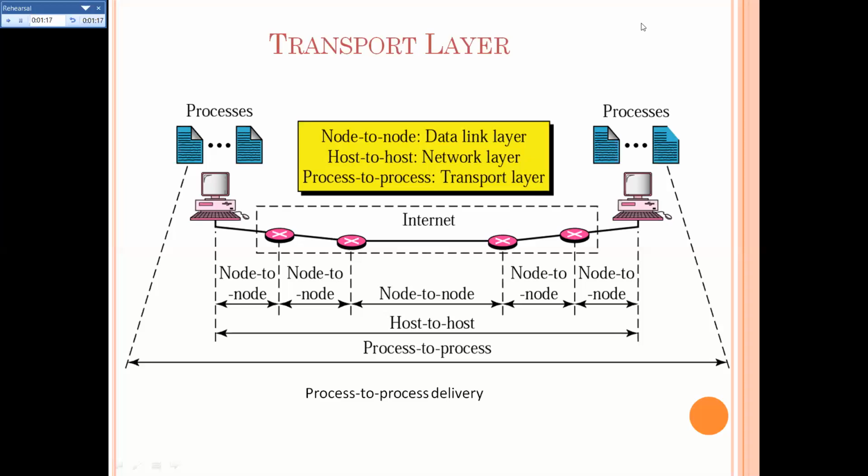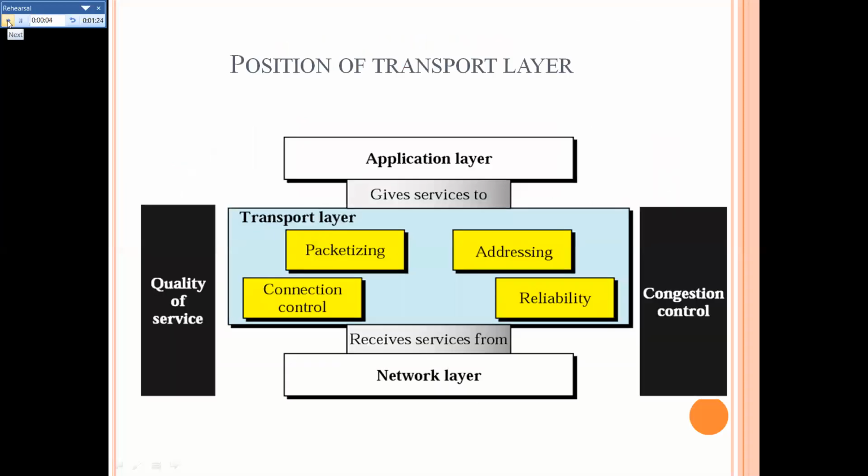The next is the position of the transport layer. The basic function of the transport layer is to receive the services from the network layer, that is by using the IP address, and to provide the services to the application layer where the applications are running on a computer. Here the transport layer lies between the network layer and the application layer.